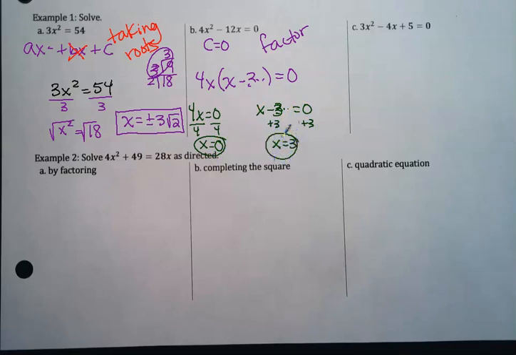Those are the answers, x equals 0 or x equals 3. C, our last one, we've got 3x squared minus 4x plus 5 equals 0. So we have a b value, and our c does not equal 0.